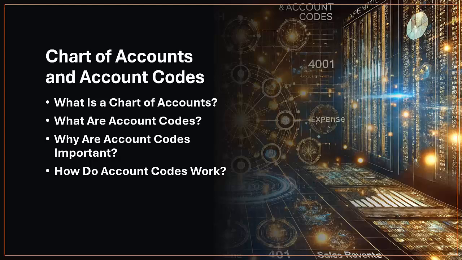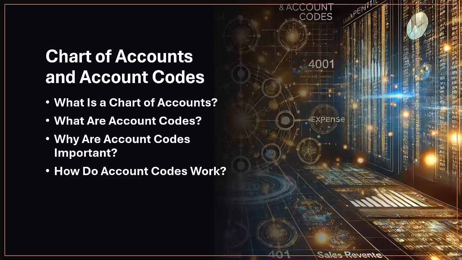Example of a chart of accounts: assets, cash, inventory, equipment; liabilities, loans payable, accounts payable; income, sales revenue, service revenue; expenses, rent, salaries, utilities. Each account in the chart of accounts is given a unique identifier or number, which is where account codes come in.